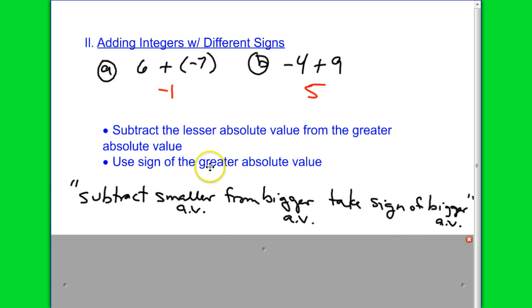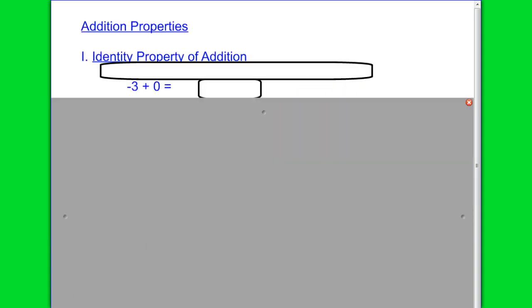Okay? This works for problem B too. Take away the smaller number 4 from 9, right? Which is 5, and give it the sign of the bigger, which is positive. So there you go. Some addition properties. The identity property of addition. So, what does that mean, the identity? -3 plus 0. Right? -3 plus 0 is -3.